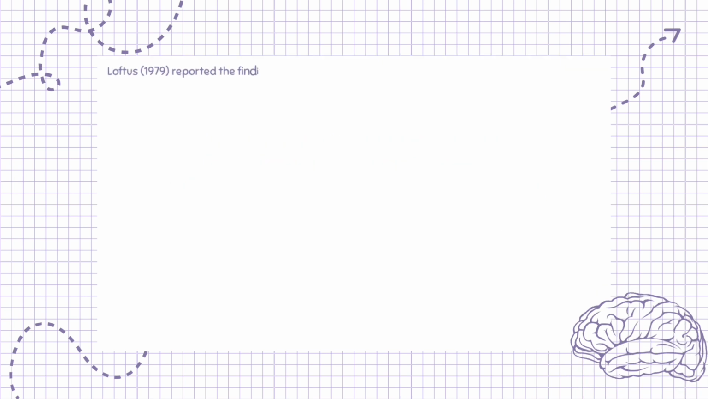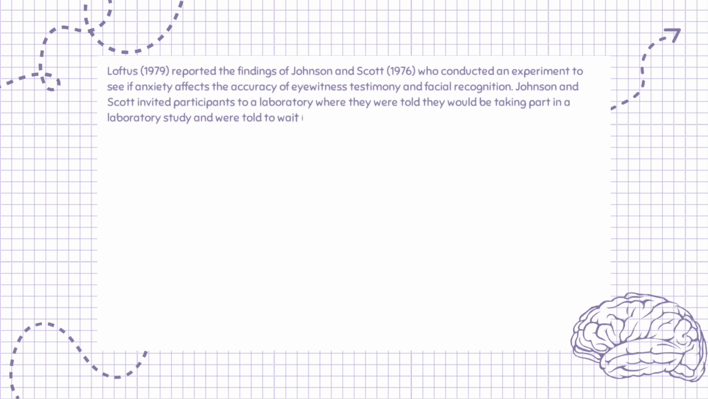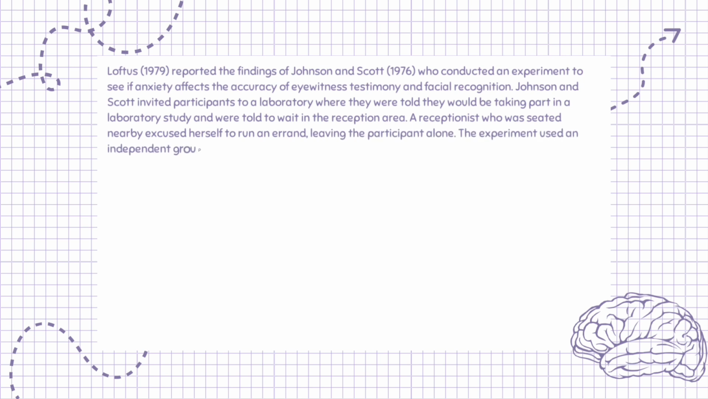Loftus, 1979, reported the findings of Johnson and Scott, 1976, who conducted an experiment to see if anxiety affects the accuracy of eyewitness testimony and facial recognition. Johnson and Scott invited participants to a laboratory where they were told they would be taking part in a laboratory study and were told to wait in the reception area. A receptionist who was seated nearby excused herself to run an errand, leaving the participant alone. The experiment used an independent groups design, and the participants were then exposed to one of two conditions.